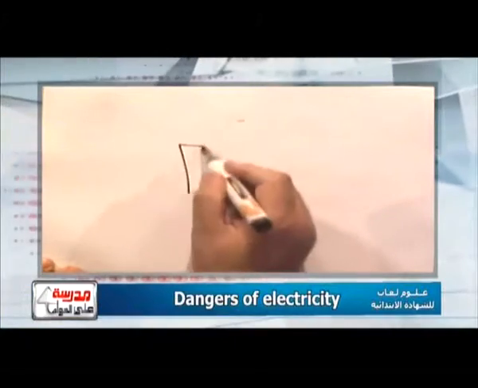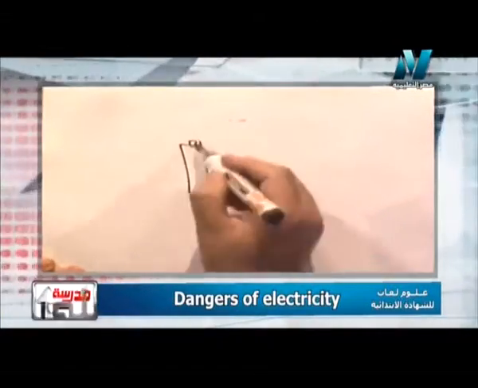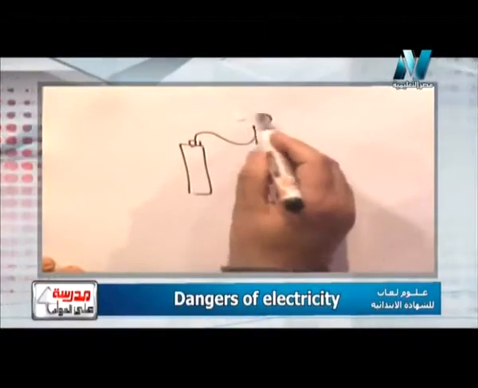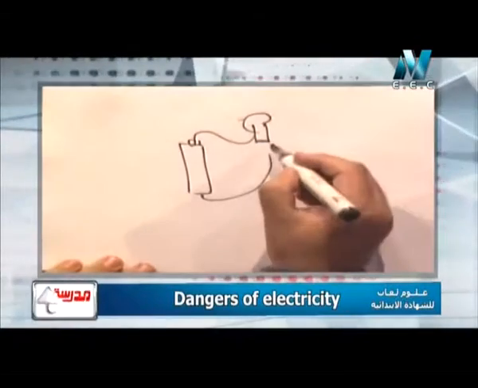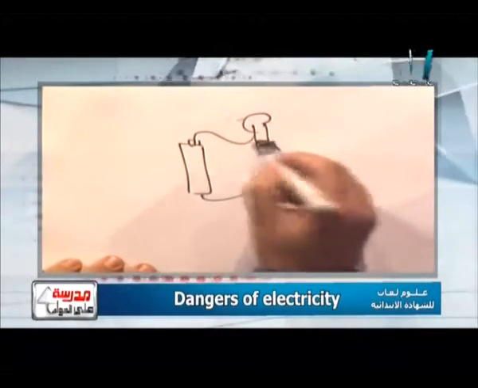So let's start by the rubber, the first material. So let me draw the circuit to know what are the conductors and what are the insulators. So I have a battery like this. نرسم مع بعض. Okay, I have a battery and a lamp and a wire, and here I will put the rubber.